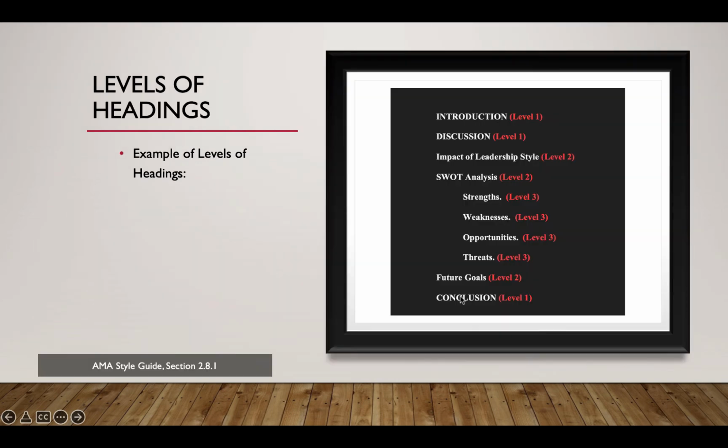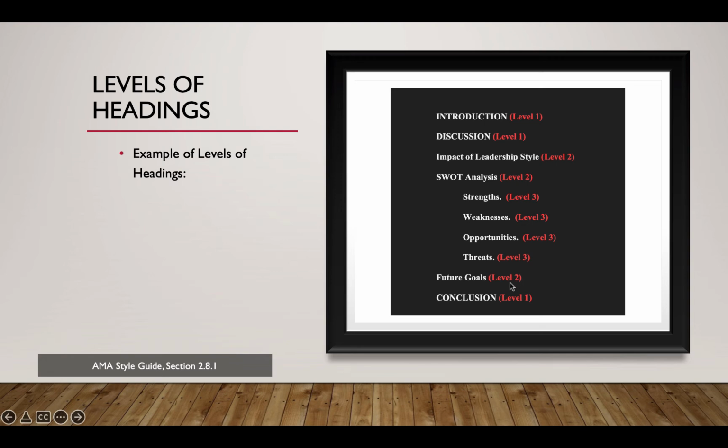So let's take another look at that. So here's an example of a paper that you will do in PA 910. So you will see that you used a level 1 heading, an introduction, and then you have a level 1 heading, discussion, and then you skip down here to the third level 1 heading, which is conclusion. Remember, if you use a level 1 heading, you have to have at least 2 level 2s underneath, and we have 3 level 2s. So impact of leadership style, SWOT analysis, and future goals are all level 2 headings.